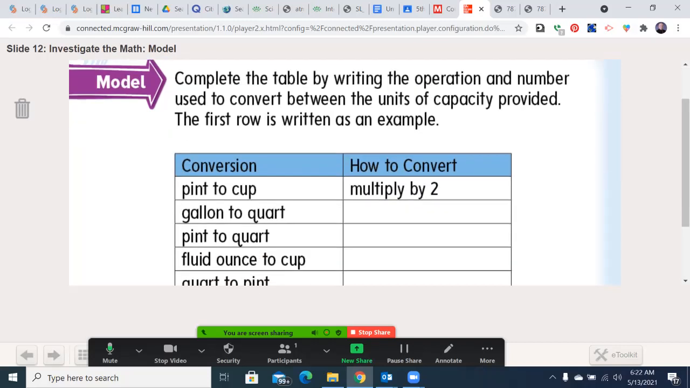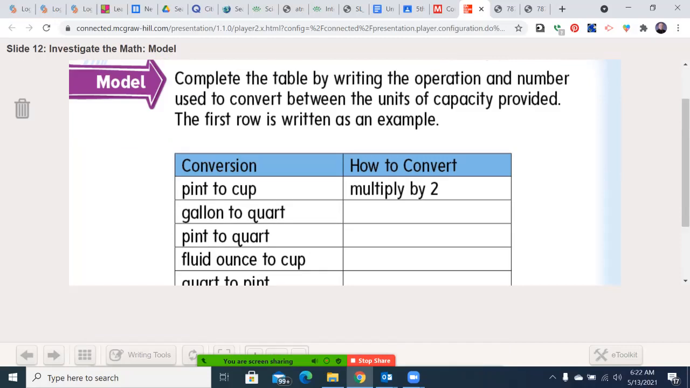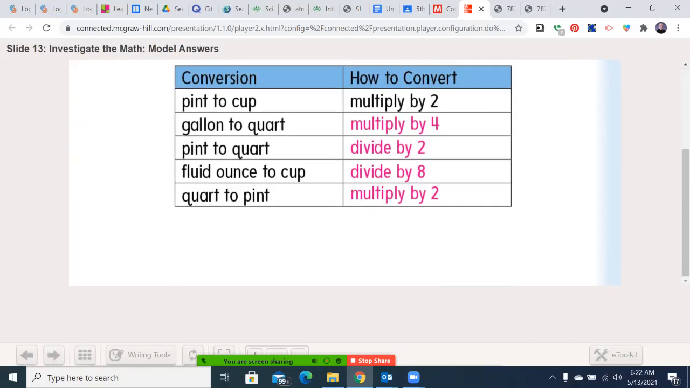Complete the table by writing the operation and number used to convert between the units. Pint to cup, you multiply by 2. Gallon to quart, multiply by 4 because there are 4 quarts in a gallon. Pint to quart, you divide by 2 because there are 2 pints in a quart. Fluid ounce to cup, you divide by 8. And again, pointing out that word fluid.